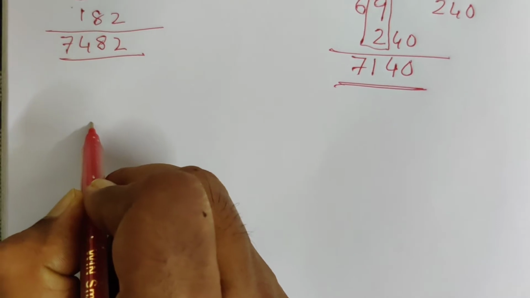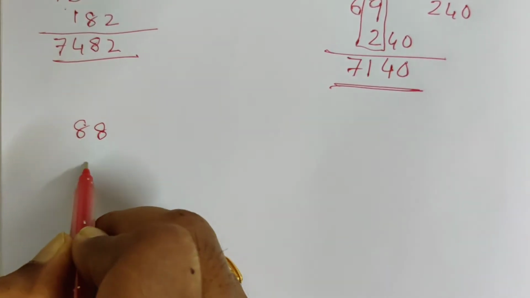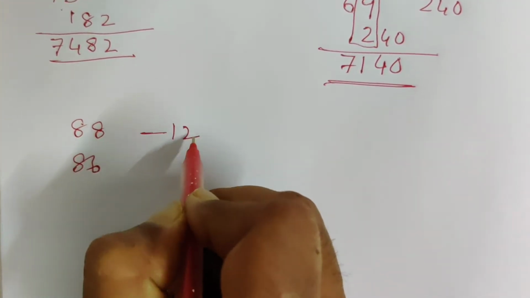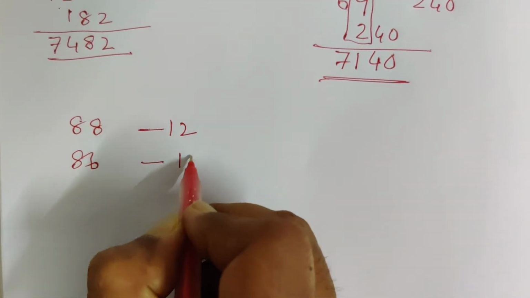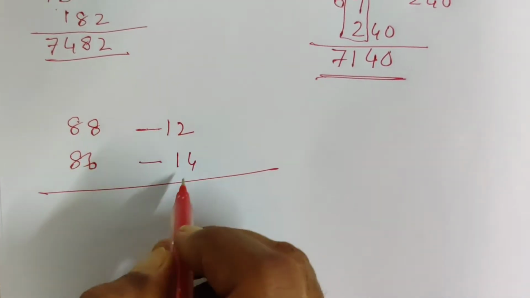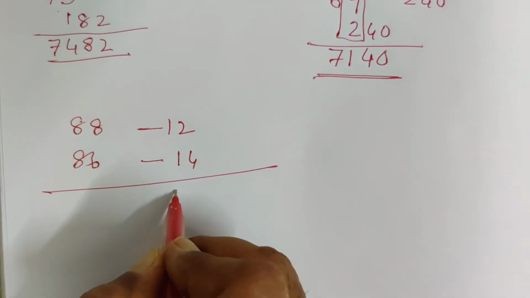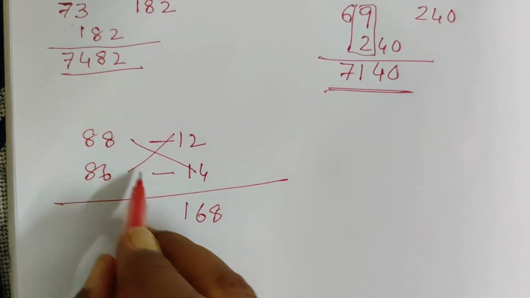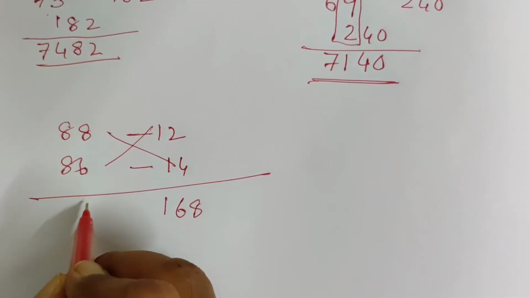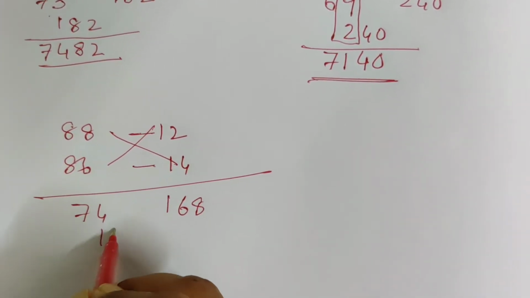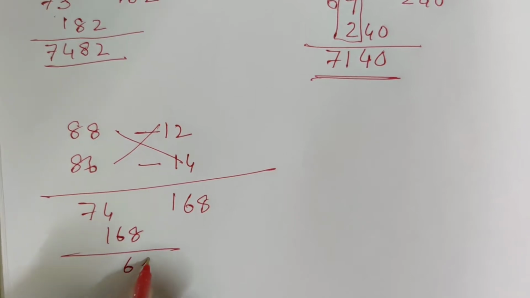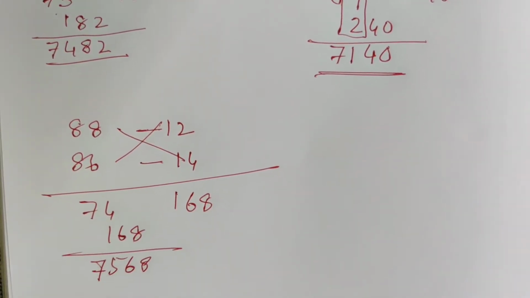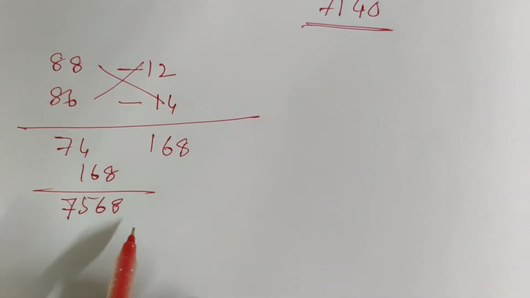Similarly, if you want to multiply 88 into 86, again doing the same trick. This is 12. This is 100 minus 86, 14. Multiply 12 into 14. This is 168. Cross subtract. 88 minus 14 is equal to 74. Now add this up. 4 plus 1, 5. 7, 5, 6, 8. Sorry, 7568.